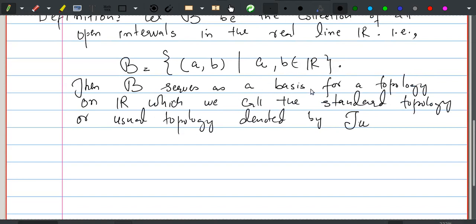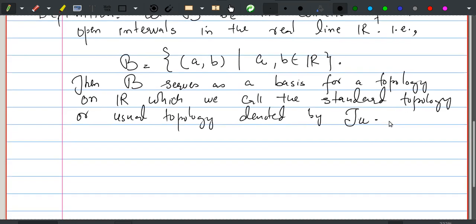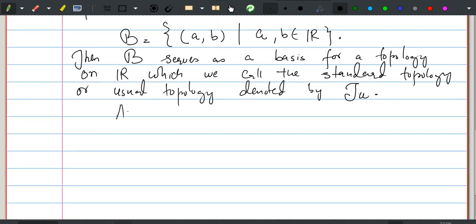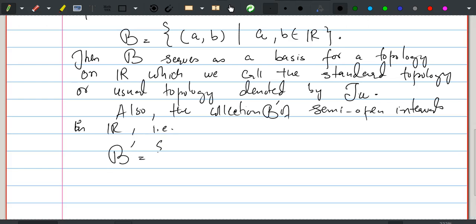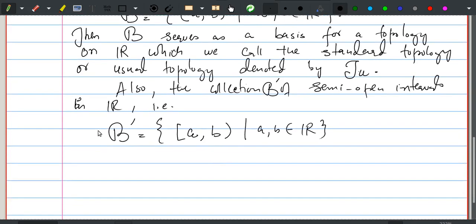So then this B serves as a basis for a topology on R, which we call the standard topology or usual topology, denoted by T sub U. Now also if we look at the collection of semi open intervals in R, let us call this collection B prime. So also the collection B prime of semi open intervals in R, that is this B prime actually consists of the semi open intervals like this [a, b), where a and b are real numbers. This also serves as a basis.